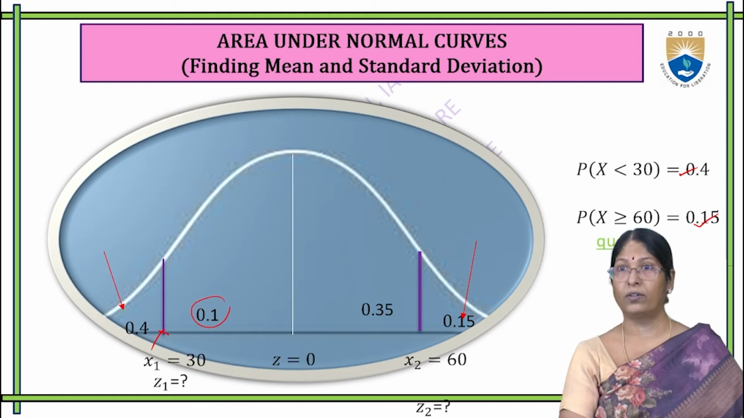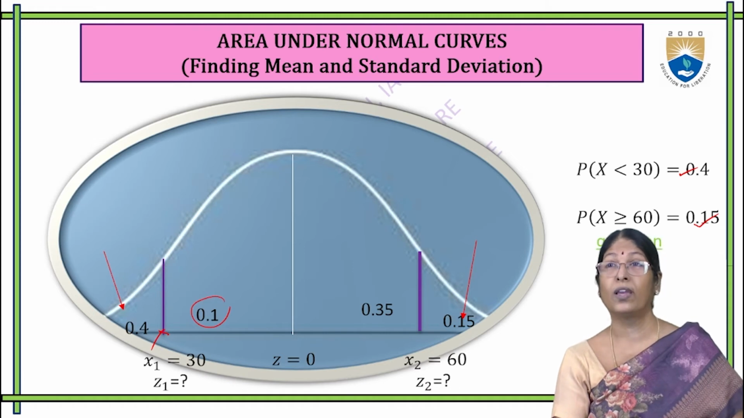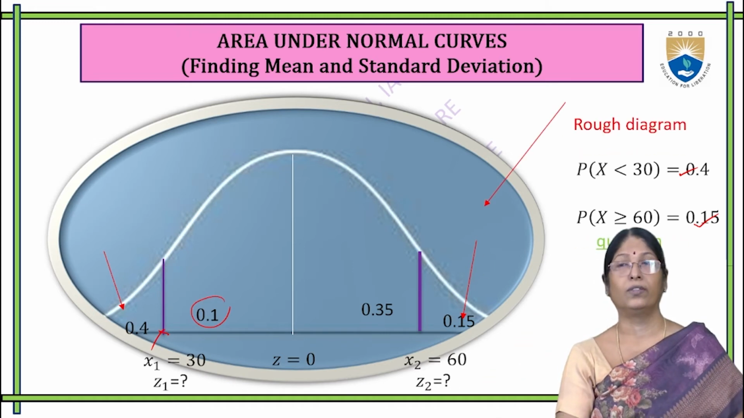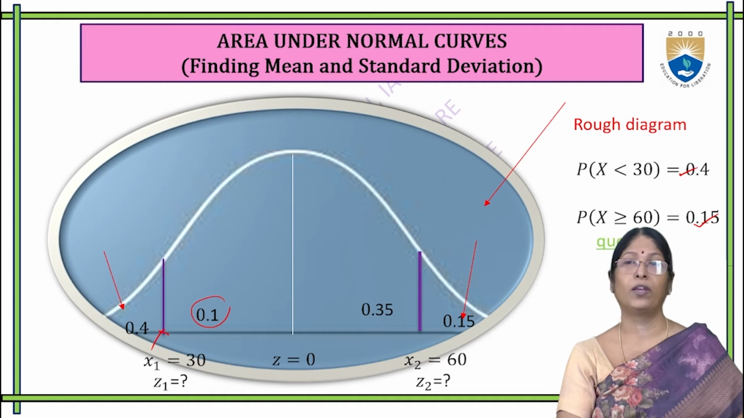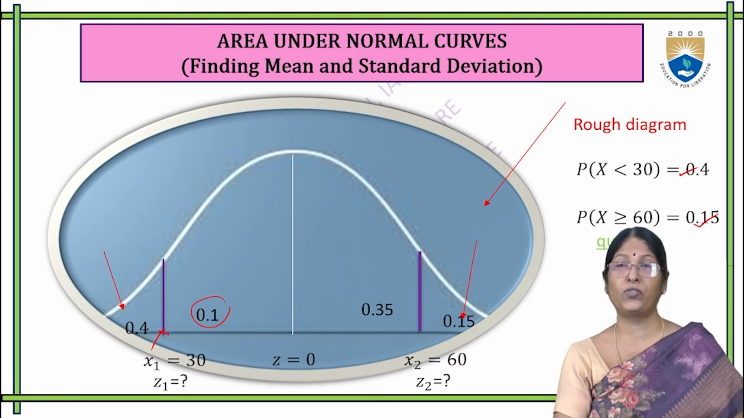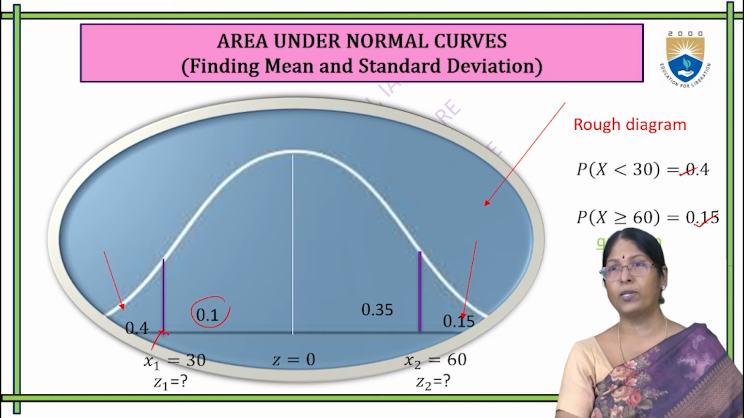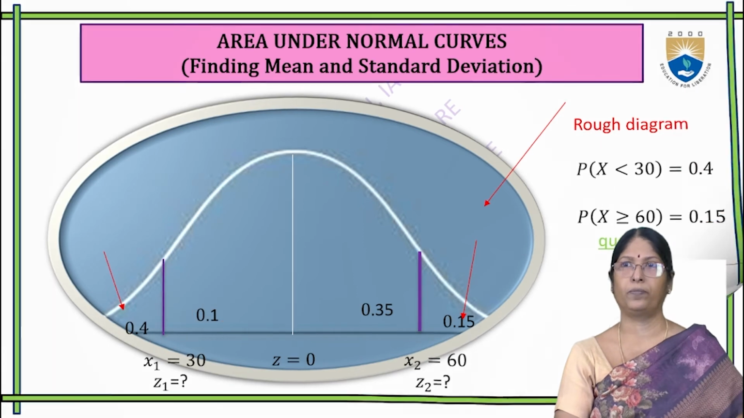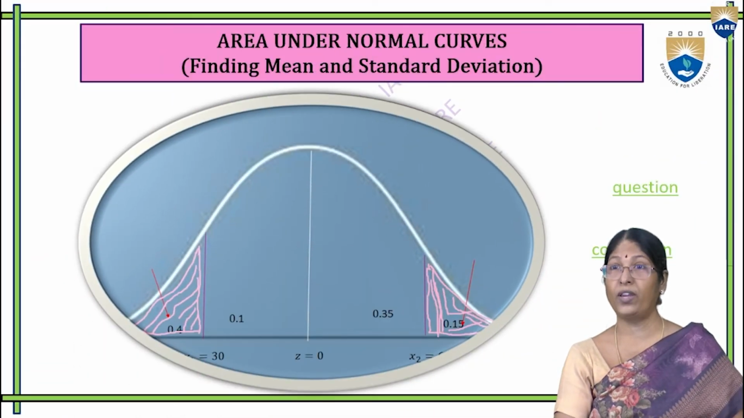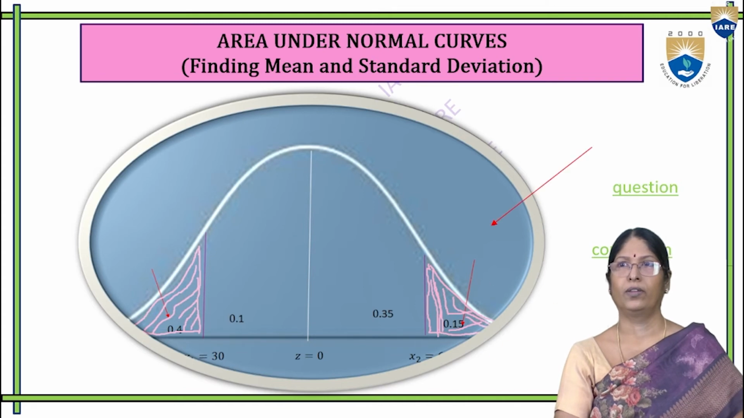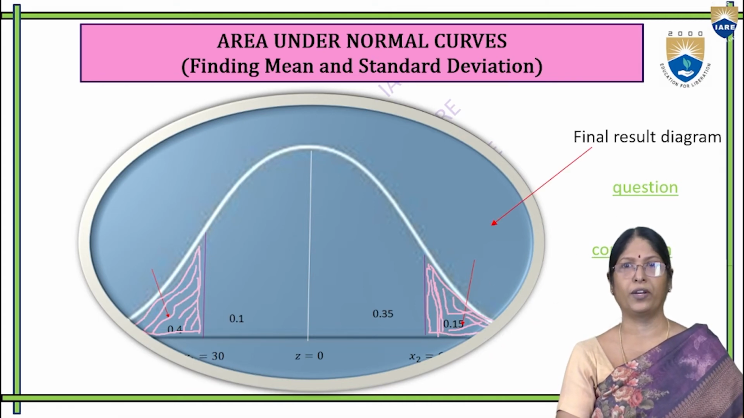What is Z1? What is Z2? This is the question in front of us. This is the rough diagram to help, because these are normal curves. Usually the students get so many confusions and mistakes in this particular area. That is the reason, to help the students community, the steps are taken step by step with explanation. Now we can see the final result of the diagram.